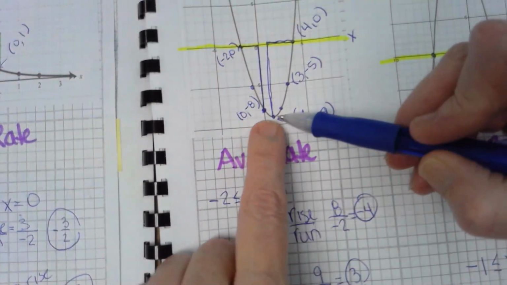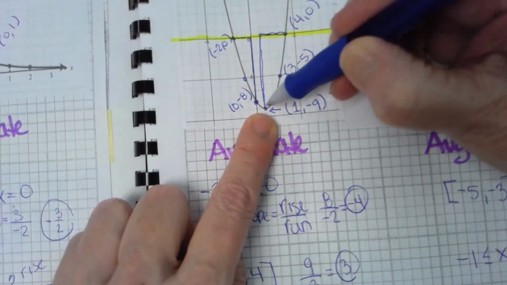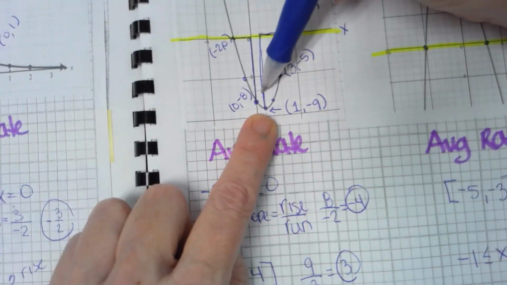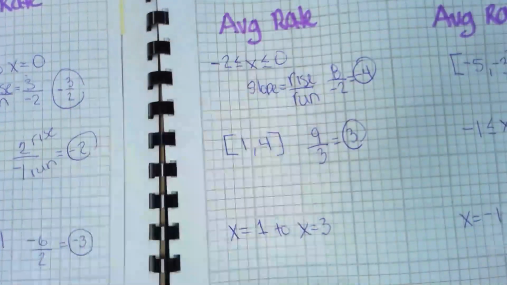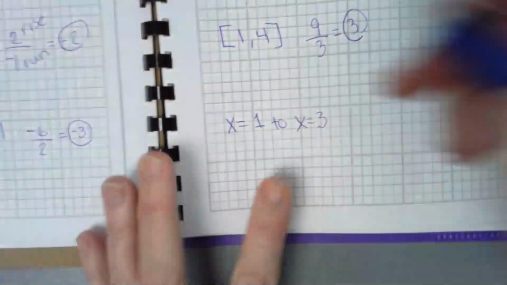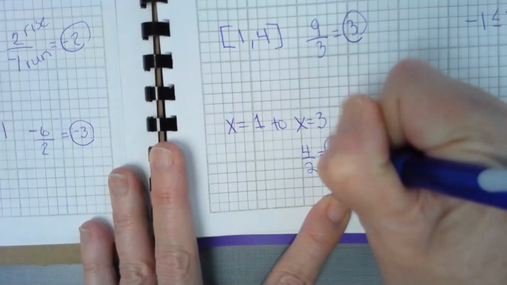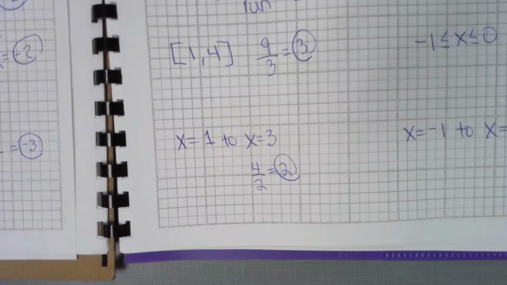Okay, here's where x is 1, and here's where x is 3. So now we're cutting it short right there. So we're going to rise 1, 2, 3, 4, and we're going to run 2. So we're going to rise 4 and run 2. So notice all 3 of my slopes are different. Average rate of change.